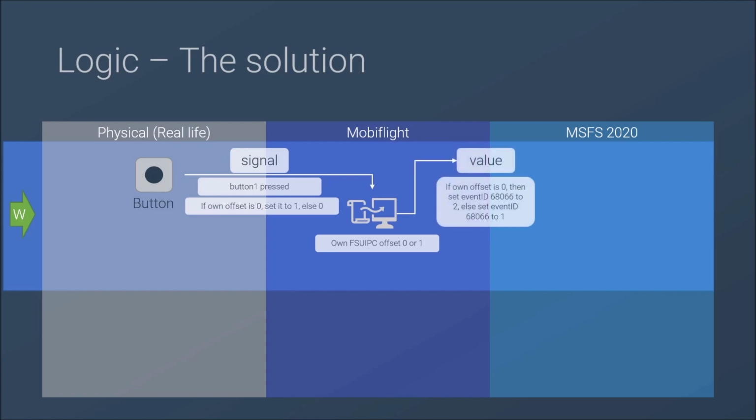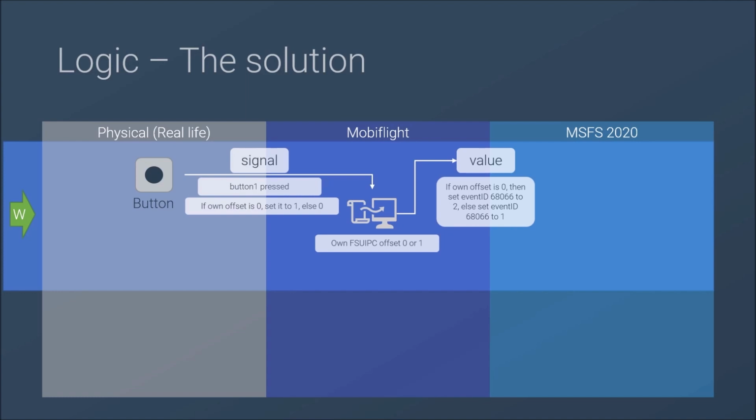So based on that value, we now can achieve to send a value from MobiFlight to the simulator based on the state of this FSUIPC offset. So if this offset is 0, then we will set the event ID 68066 to 2. Otherwise, we will set the event ID 68066 to 1.